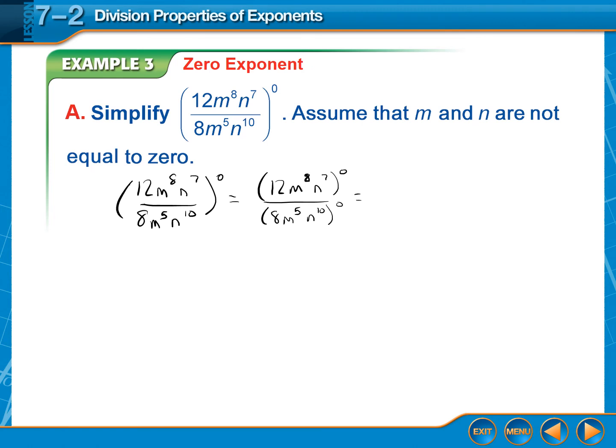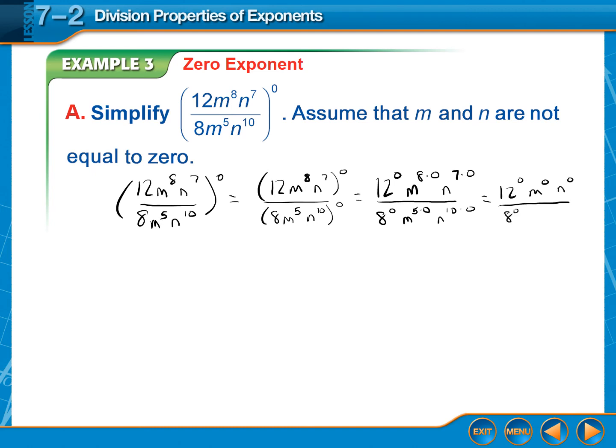And then because the numerator and the denominator are products raised to a power, I'm going to share that power with each part on the inside. So 12 to the 0, m, we're going to do 8 times 0, n, we're going to do 7 times 0. And in the denominator, 8 to the 0, m, we're going to do 5 times 0, and n is going to be 10 times 0. Well, anytime I multiply all of these by 0, they're all going to come out to 0.